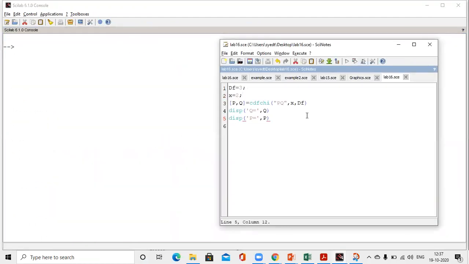This is the way I get P and Q, the probability of success and the probability of failure. This way we'll get the result. Finally, we'll display Q and P. Either you can display P first or Q first, it depends on you. So you can check that Q is coming out maximum.